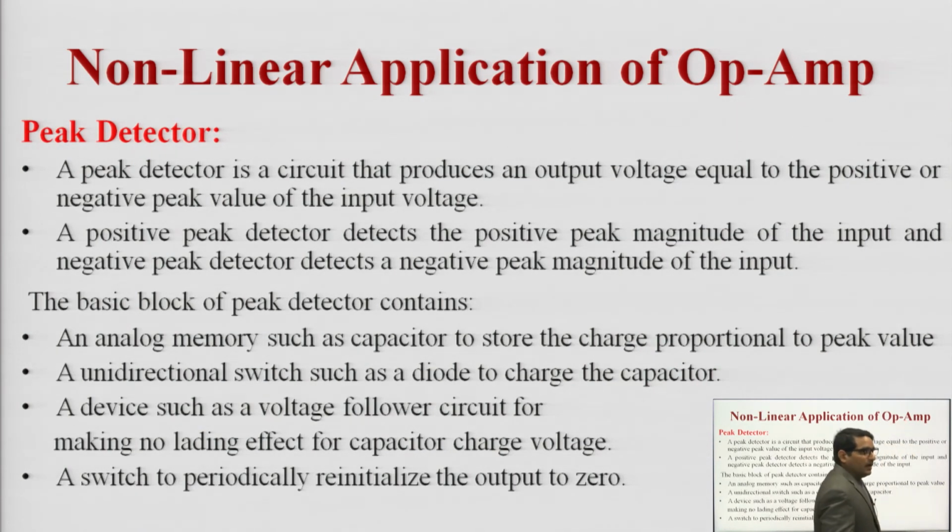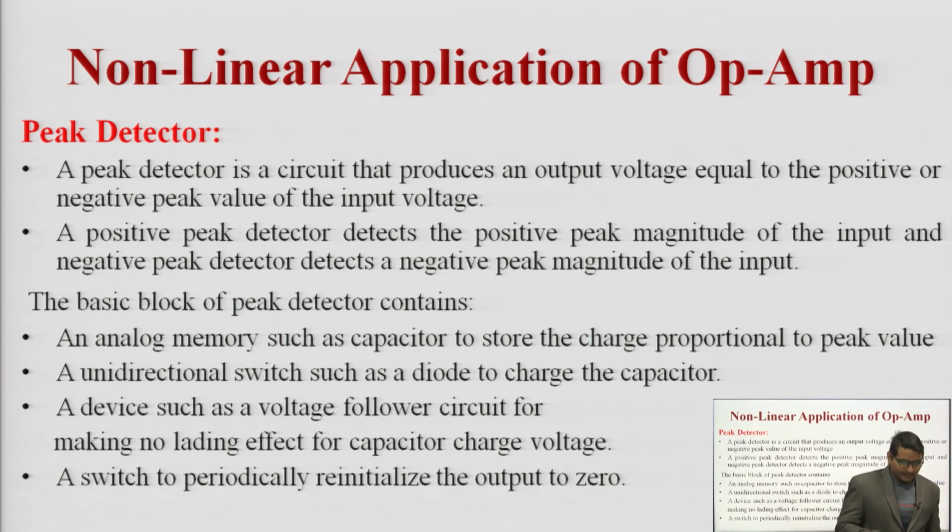A peak detector circuit produces an output voltage equal to the positive or negative peak of the input signal. There are two types of peak detector. One is the positive peak detector, which detects the positive peak value of the input signal, and the other is the negative peak detector, which detects the negative peak value of the input signal.